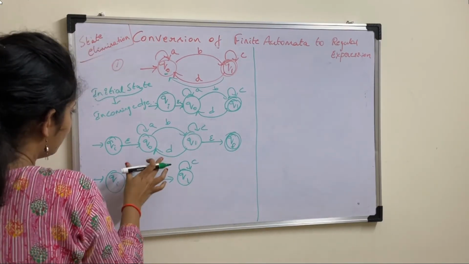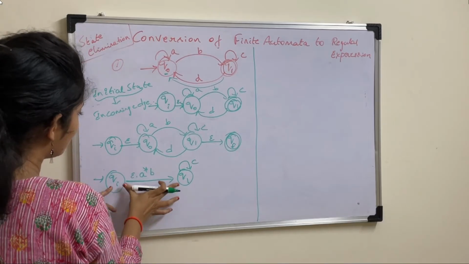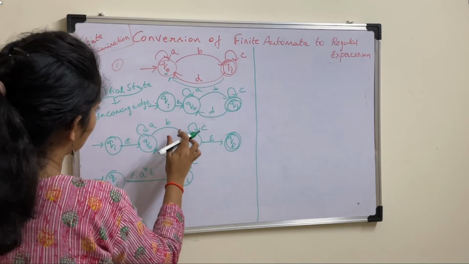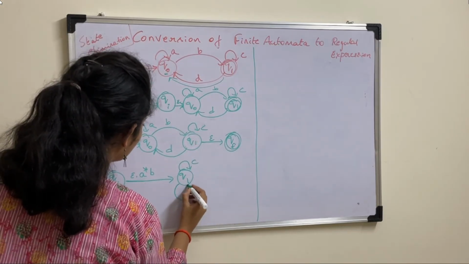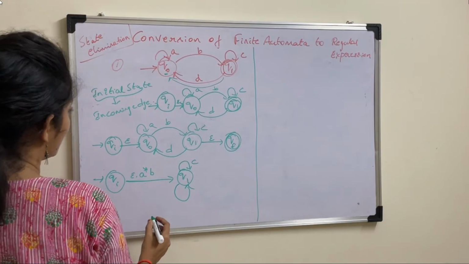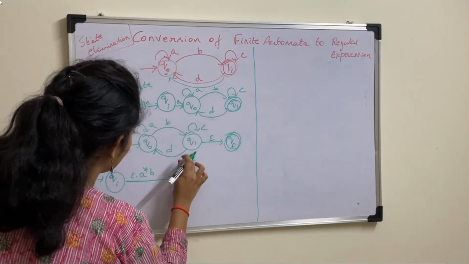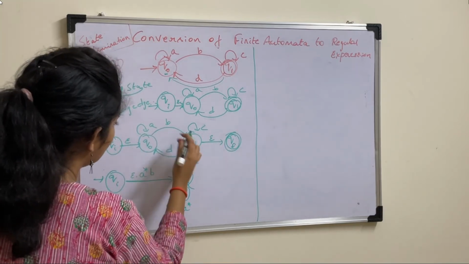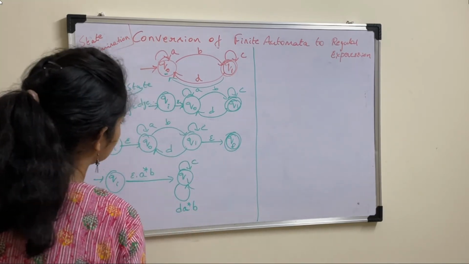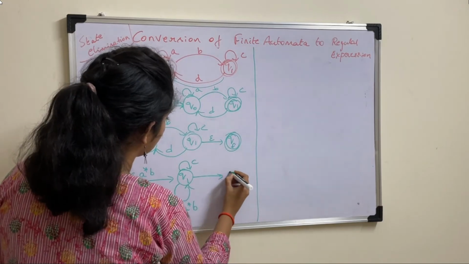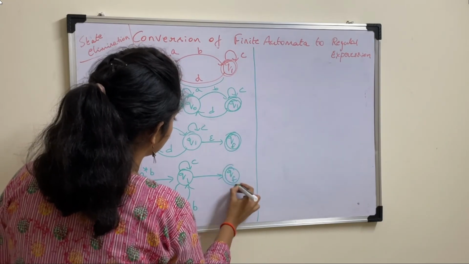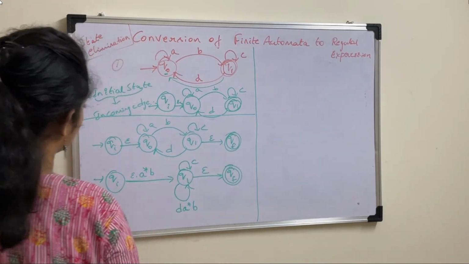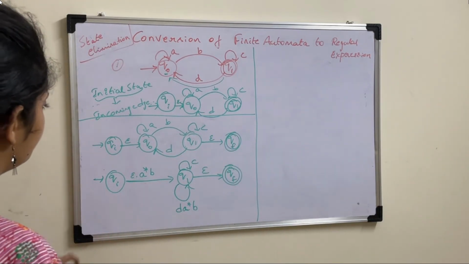And why do we need this? As we eliminated this, we are creating a path from the initial state to Q1. So we need to include this step also. So I create one self loop and write this as D, A star and B. You can write the final state. So this is step 3.